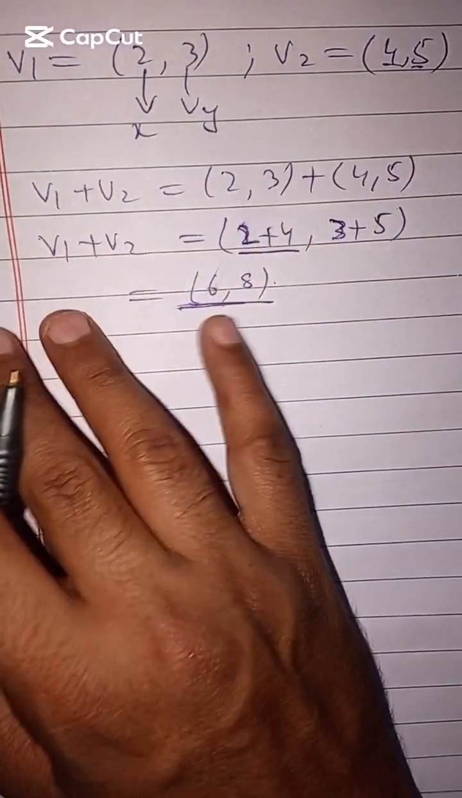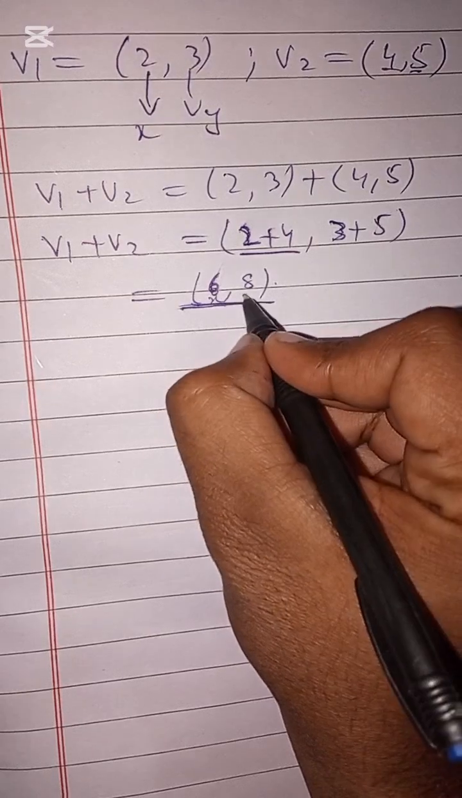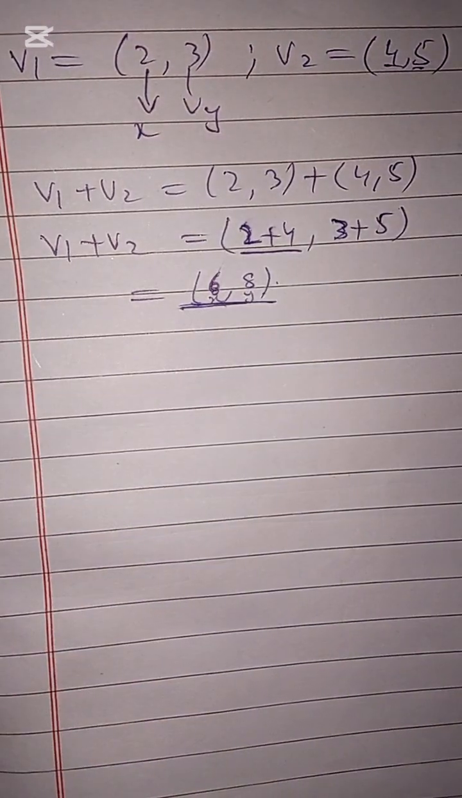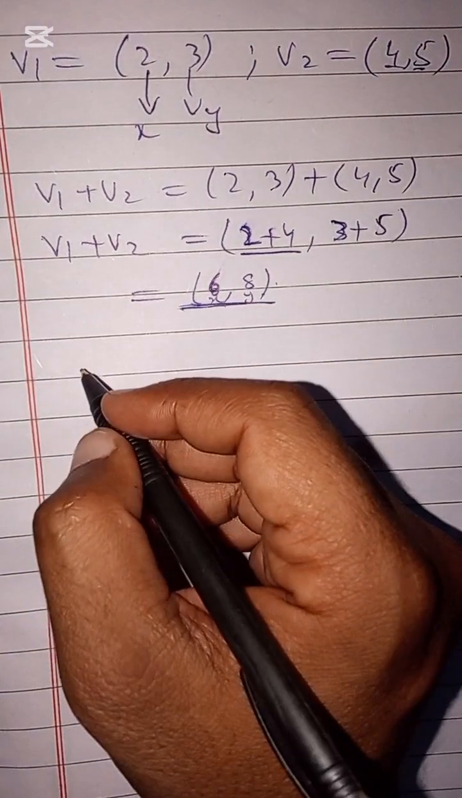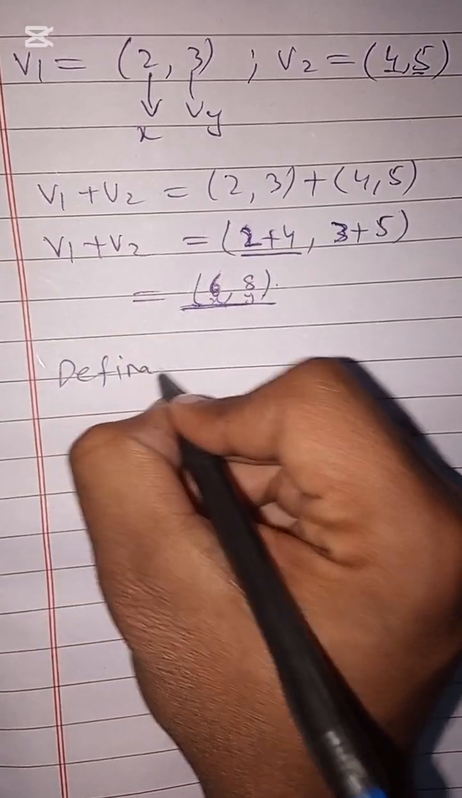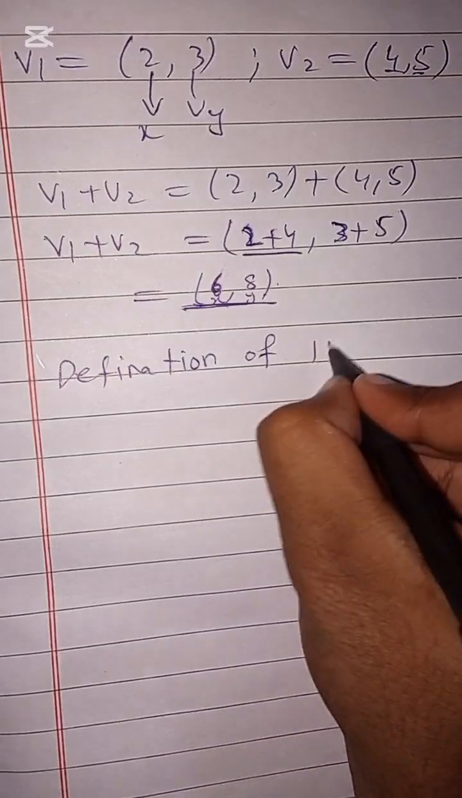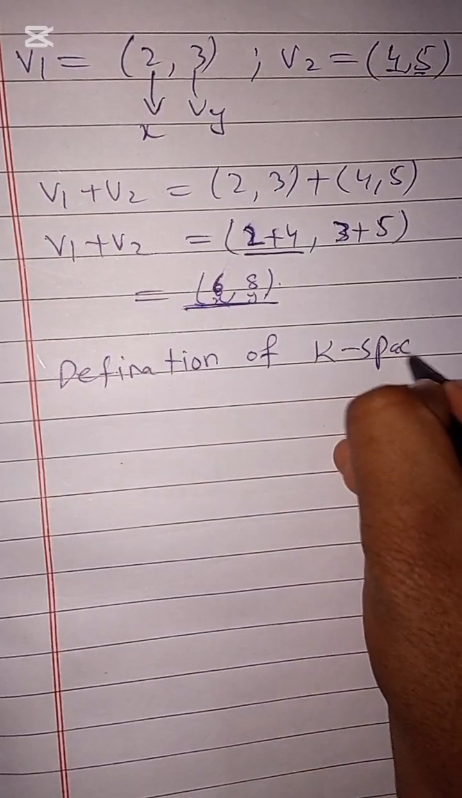R^k, and these are two tuples. Two tuples means two values, one is x and the other is y. But in the Euclidean space we have k tuples. What is the definition of it? What is the definition of R^k space?